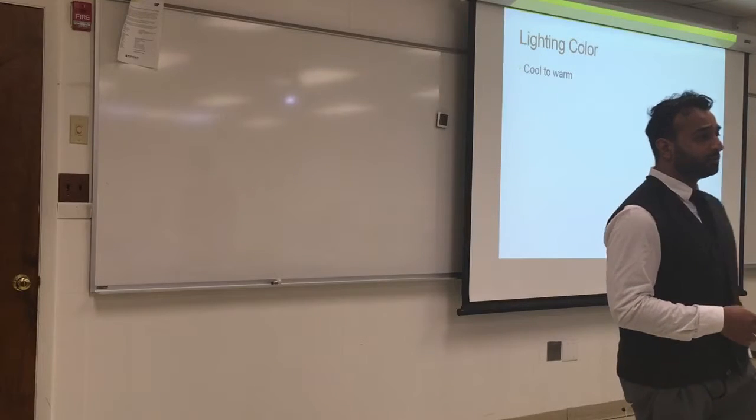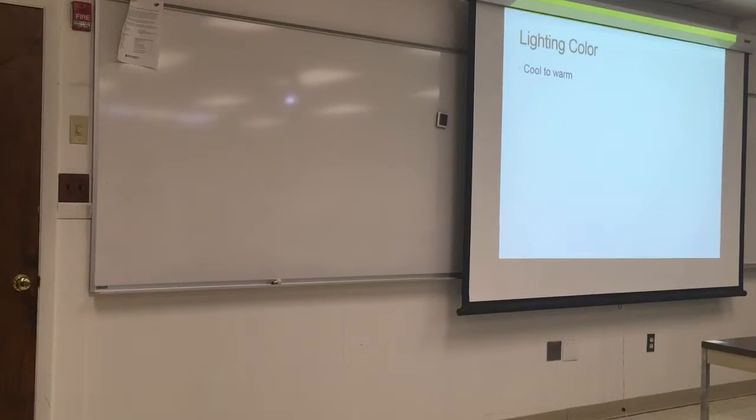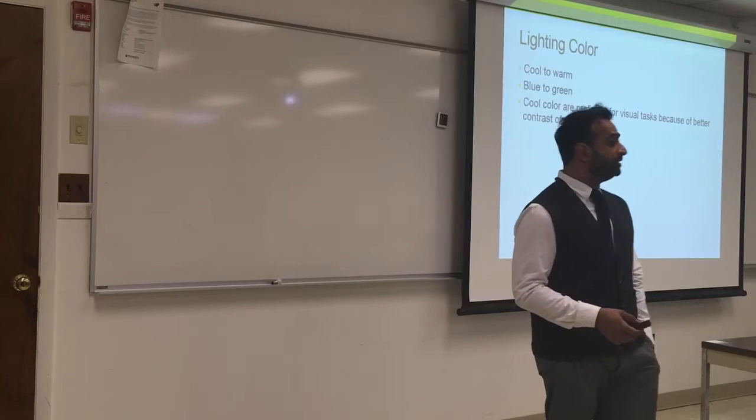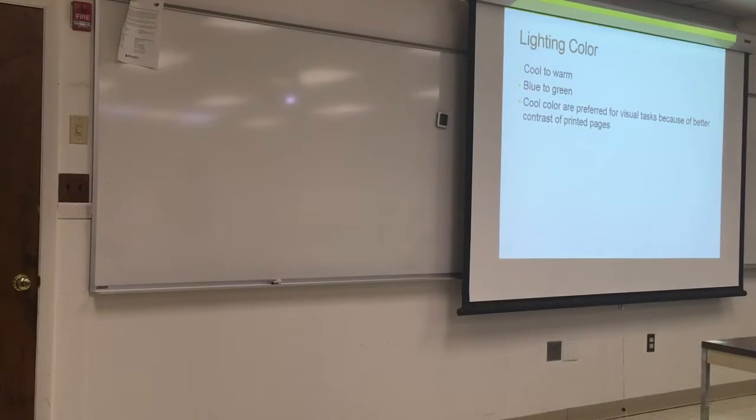Lighting color is very important because it has different effects on what you see and also the comfort. So it's blue to green, and cool colors are preferred for visual text because they have better contrast on printed pages. And this is what we have, a kind of bluish, cool color. It gives you better contrast when it reflects on papers. So if you see a lot of print, usually it's black or dark color on white paper, and this will be better for reading. So if you go to libraries, probably you see a lot of cool colors.